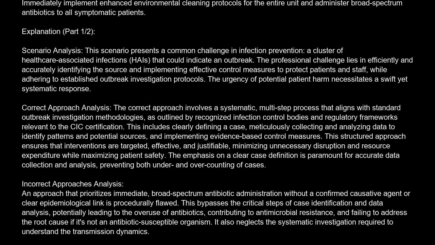Incorrect approach analysis. An approach that prioritizes immediate, broad-spectrum antibiotic administration without a confirmed causative agent or clear epidemiological link is procedurally flawed. This bypasses the critical steps of case identification and data analysis, potentially leading to the overuse of antibiotics, contributing to antimicrobial resistance, and failing to address the root cause. If it's not an antibiotic-susceptible organism, it also neglects the systematic investigation required to understand the transmission dynamics.